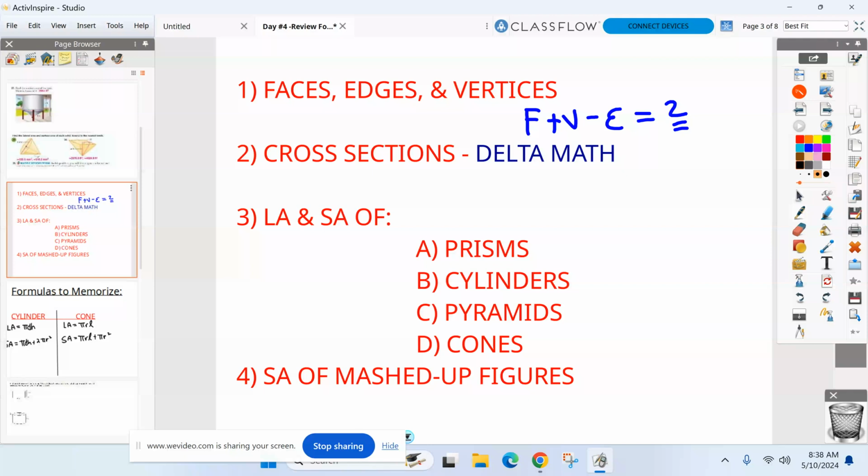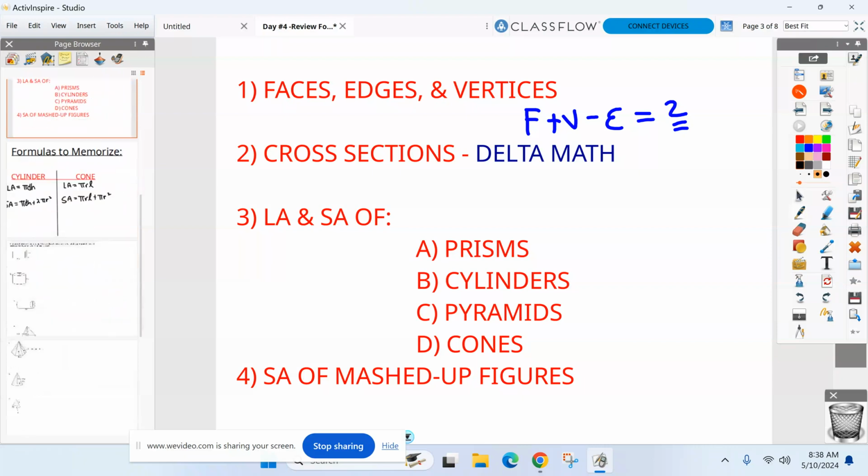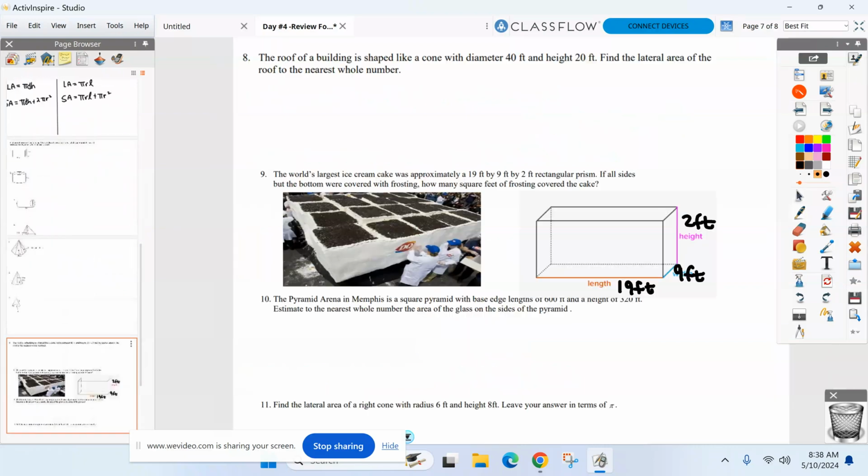So faces, edges, vertices, cross sections, and then all your surface area stuff. And then one big figure at the end to find the surface area. And just one little really non-quiz. Can you go to number 9 in your review for me? Number 9.